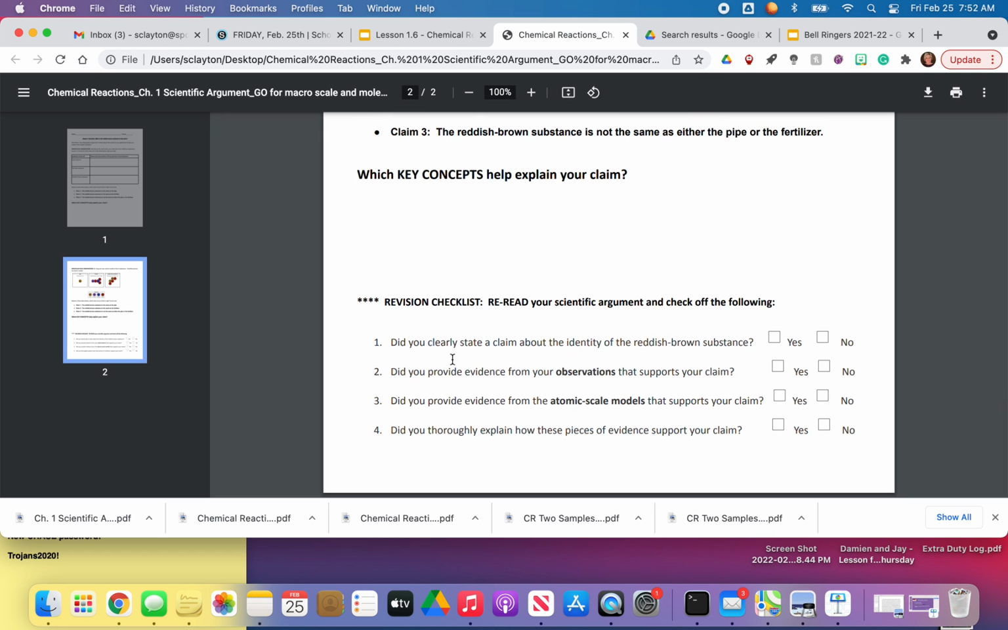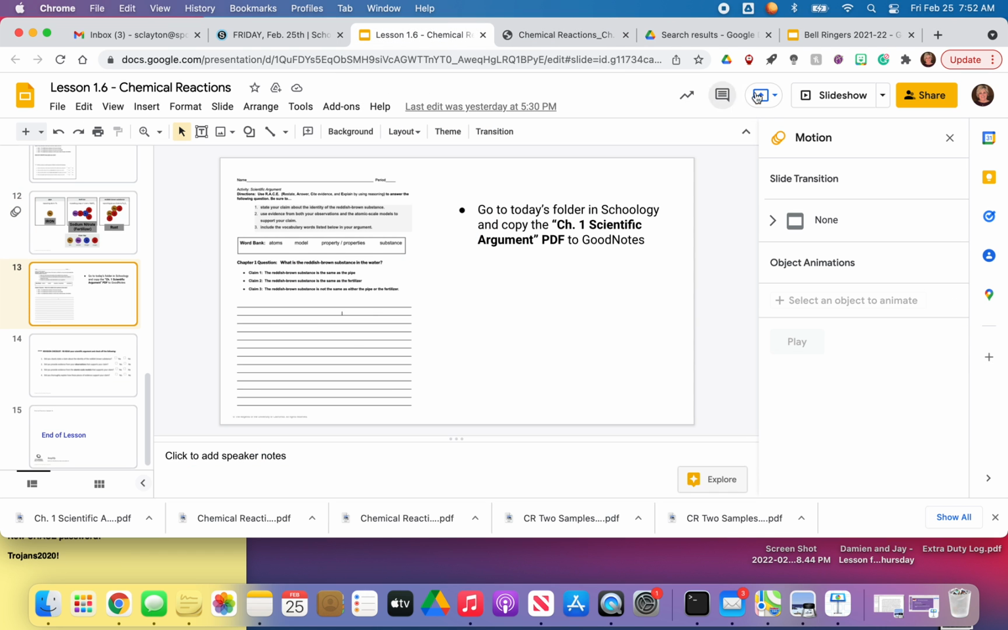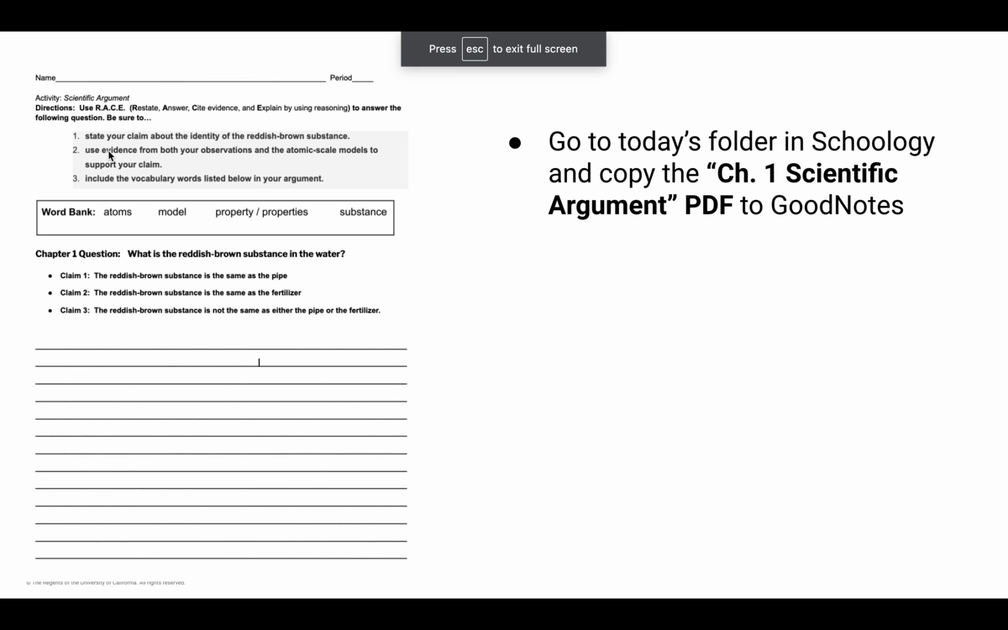Okay? You've got this little space down below here that you're going to use as a revision checklist after you write your scientific argument. So the next step is to go ahead and open up this PDF. This is another one, the second one that you put into GoodNotes, and it's just a place for you to write your scientific argument. You're going to use RACE: restate the answer, cite the evidence, and then explain the evidence. Remember, state your claim about the identity of the reddish-brown substance. That's restate the answer.